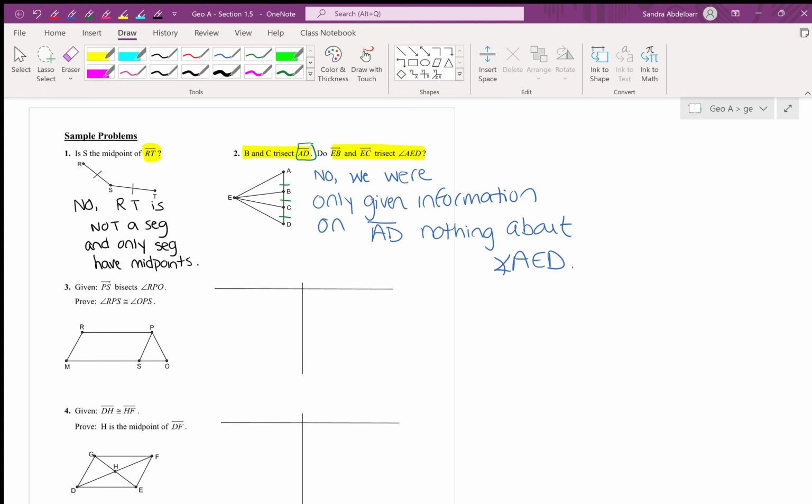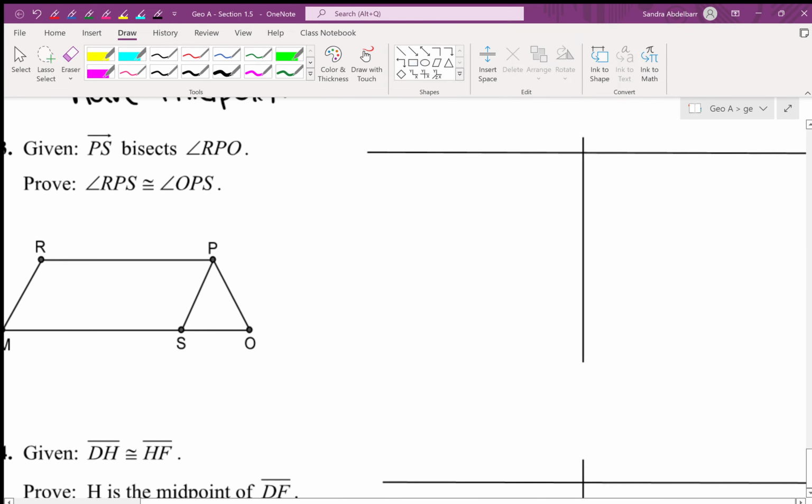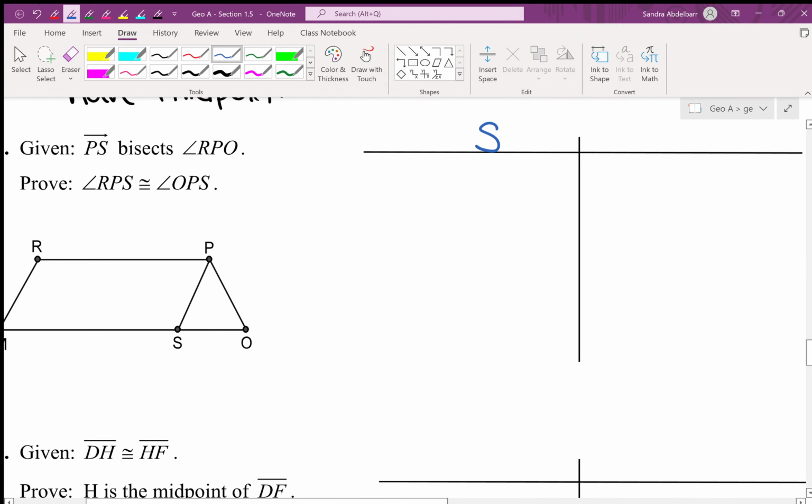All right, we ready to try a proof? Don't be scared. All right. So we have statements and reasons. I'm going to write out my given information.